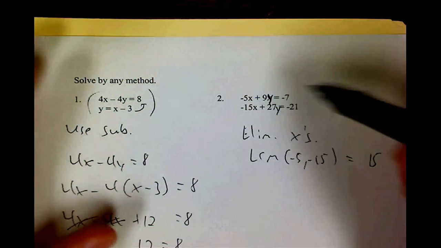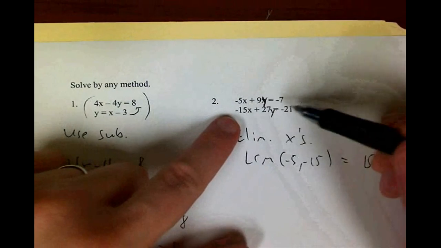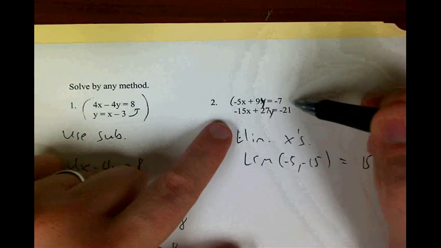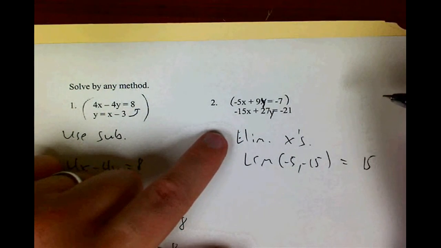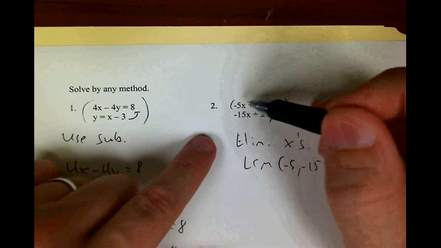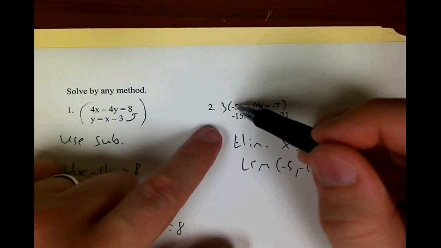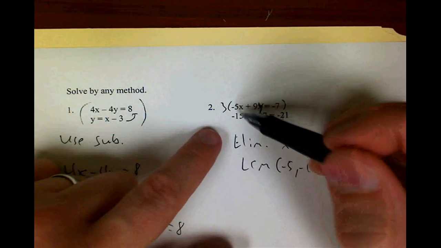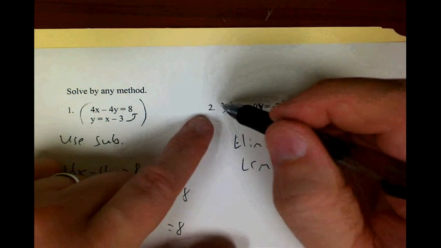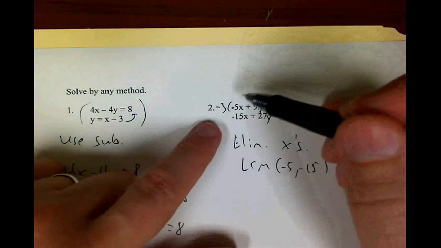Well, one of these is already a 15. In fact, it's a negative 15. So what that means is I need to change that negative 5 to a 15. In fact, I need it to be a positive 15. So 5 times 3 is 15. But if I multiply it, that gives me a negative 15. I need it to be an opposite of this one. So I'm going to change that 3 that I'm going to multiply by to a negative 3. Because when I multiply, a negative 3 times negative 5 is positive 15.